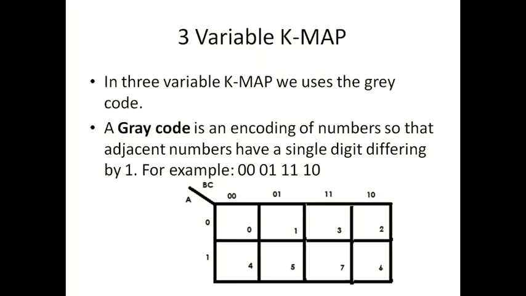Now, if you see the first box value, it says 0. The second box value is 1. And the third box value is 3. And then fourth, we have 2. Then 4, 5, and then 7 and 6.